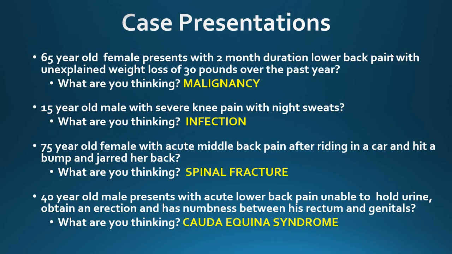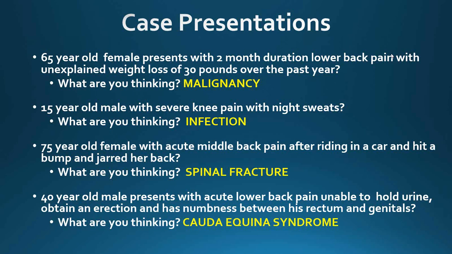The second one was the 15-year-old male with severe knee pain and night sweats. Night sweats definitely point you off to the direction of an infection. The 75-year-old with acute middle back pain after riding and bumped her back, we're thinking spinal fracture there, but as some of you said, malignancy. It could be due to a pathological fracture too of a weakened bone, so that's another good answer with that.